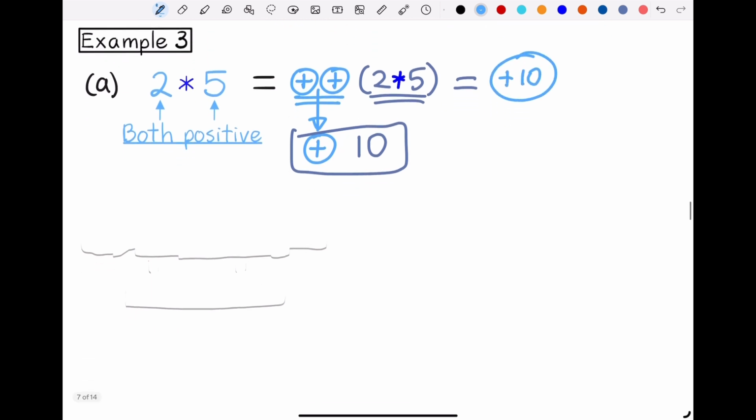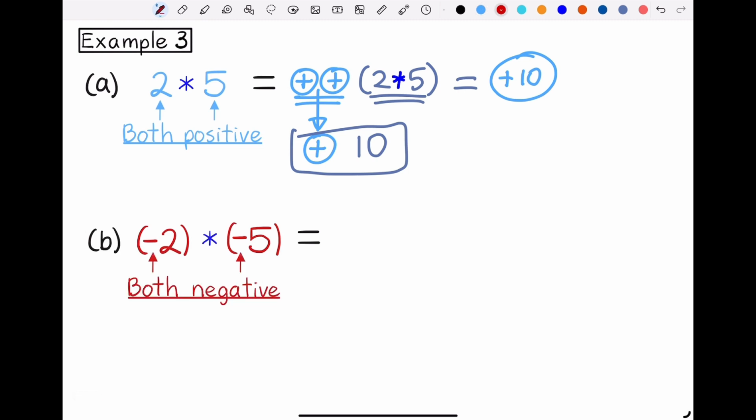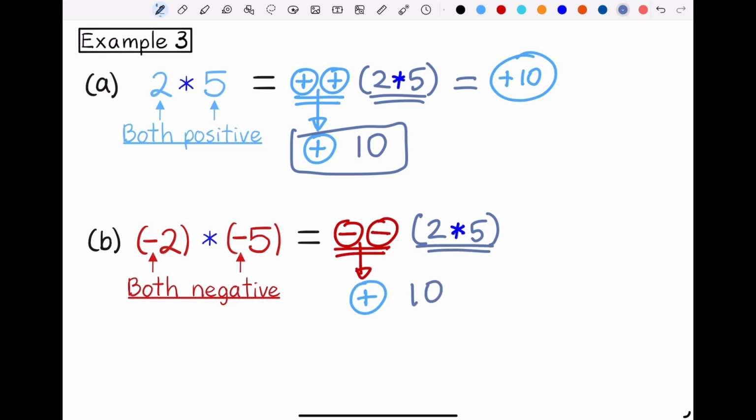And then our second mini case is negative 2 times negative 5. And we know they're both negative. So we'll take one negative sign for negative 2 and one negative sign for negative 5 and put them out in front. And then we'll multiply the 2 and the 5 together. And since we're multiplying two negatives, they're both the same sign, so our answer is going to be positive. And we know that 2 times 5 equals 10. So putting this all together, we also get positive 10.